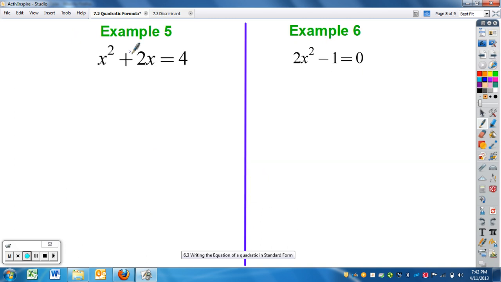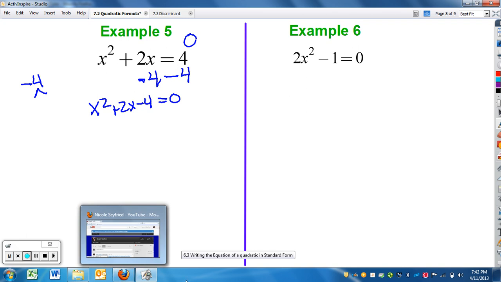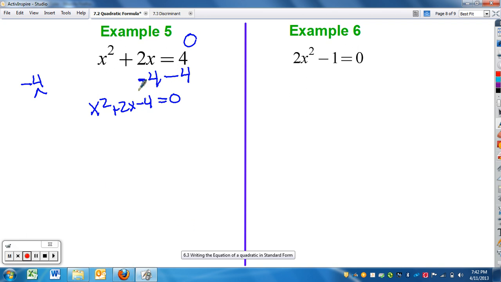All right, last 2 examples. Again, example 5. X does not equal 0 like we wanted, so I have to move the 4 over. X squared plus 2x minus 4 equals 0. Are there factors of negative 4 that add up to 2? We have negative 4 and 1, negative 2 and 2, nothing works. So then I know I need to use the quadratic formula.